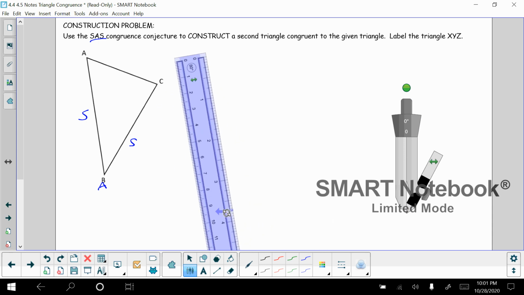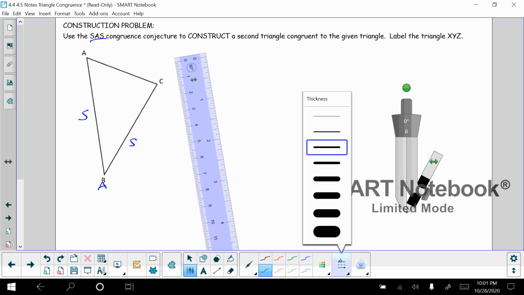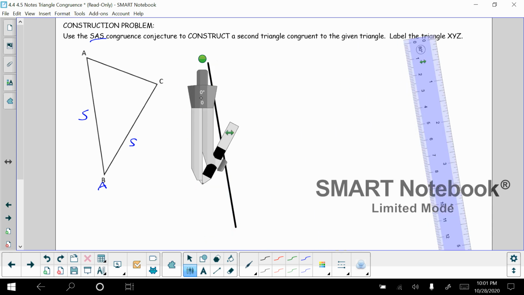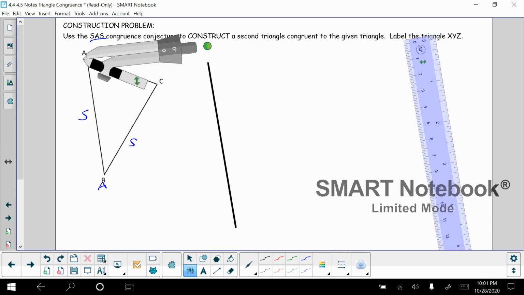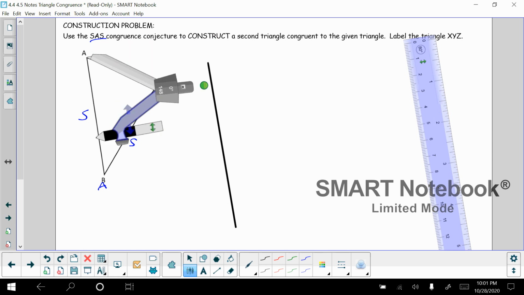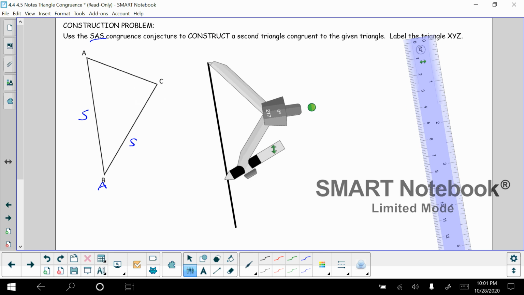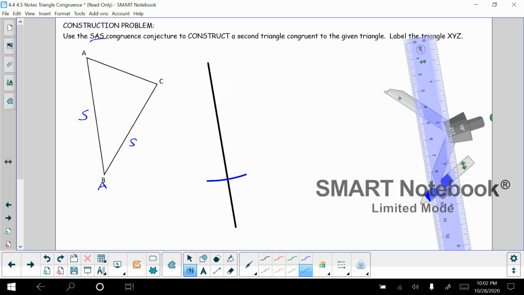So my first side that I want to copy is that one right there. So I'm going to draw a long line. And so I'm going to copy AB. So you're going to put your compass on here. You're going to get the width of AB. I'm going to place it up here, and I'm going to make an arc. Okay, so that side is congruent to that side so far. So I'm actually going to put a tick mark there. That side is congruent to that side.